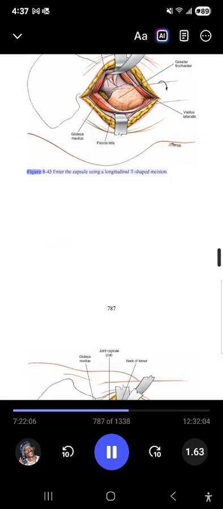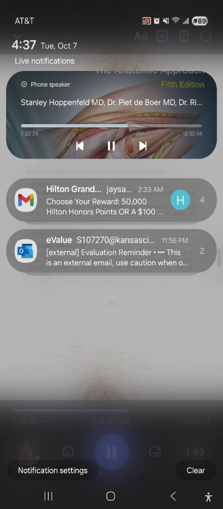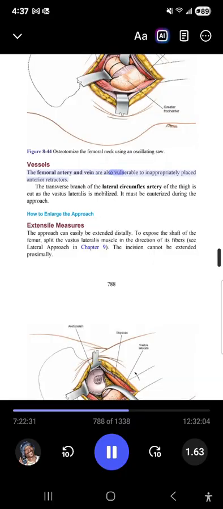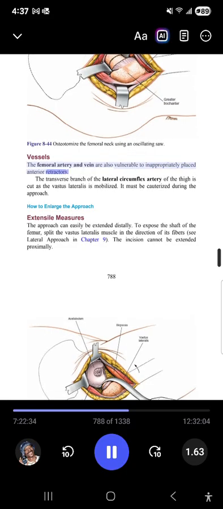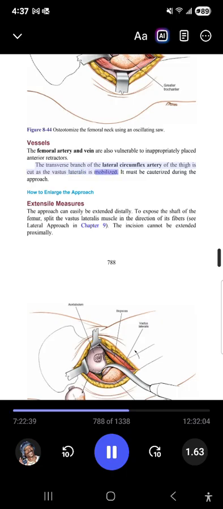Figure 8-43. Enter the capsule using a longitudinal T-shaped incision. Figure 8-44. Osteotomize the femoral neck using an oscillating saw. Vessels: the femoral artery and vein are also vulnerable to inappropriately placed anterior retractors. The transverse branch of the lateral circumflex artery of the thigh is cut as the vastus lateralis is mobilized. It must be cauterized during the approach.